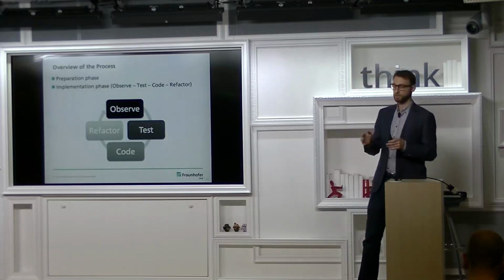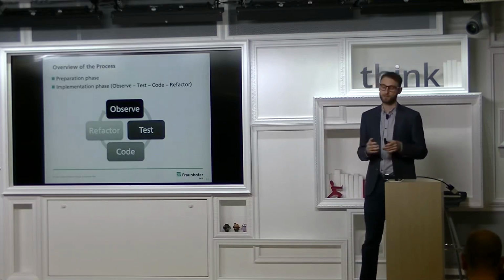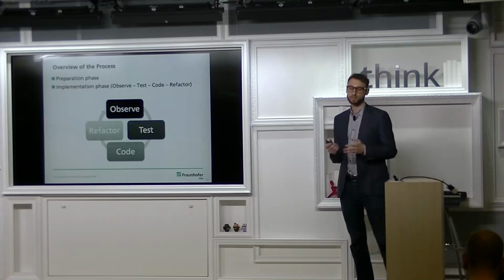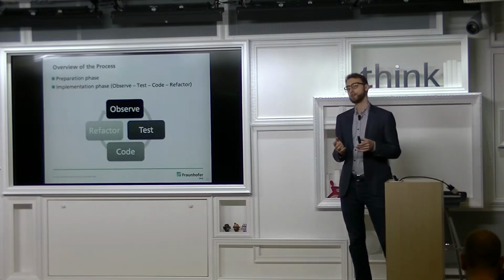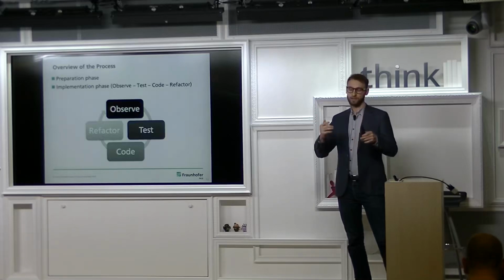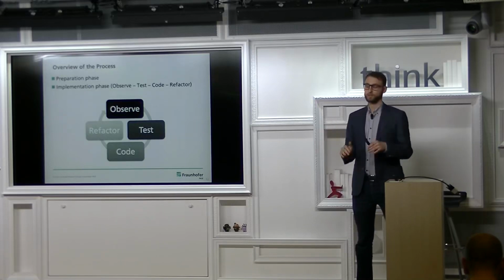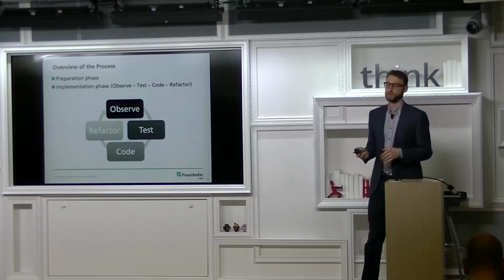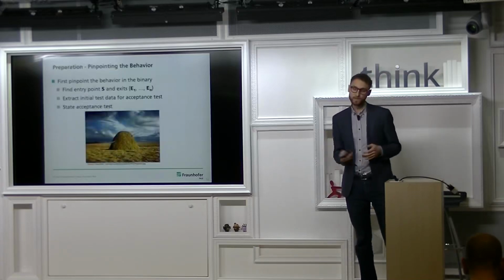And once you've finished this preparation phase, you go into the implementation phase, which is inspired by the TDD cycle. First you've got an observe step, where you're looking at the binary and trying to understand what is happening. Then you write a test for the part that you're re-implementing. Then you actually implement it, and then you refactor it in order to make it nice and concise.